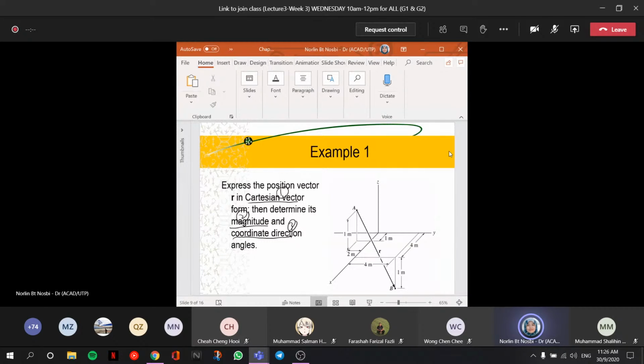Okay, first you find the coordinate for point A here. What is the coordinate for A? Can anyone tell me the coordinate for point A? And the coordinate for point B, what is it? 1, negative 2, 1. Okay, 1, negative 2, and 1. Yes, correct. And how about B?